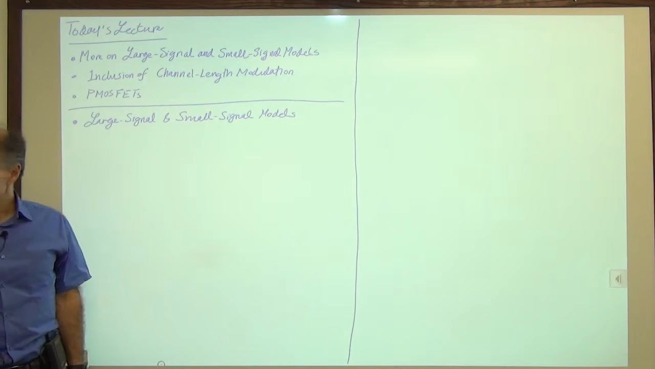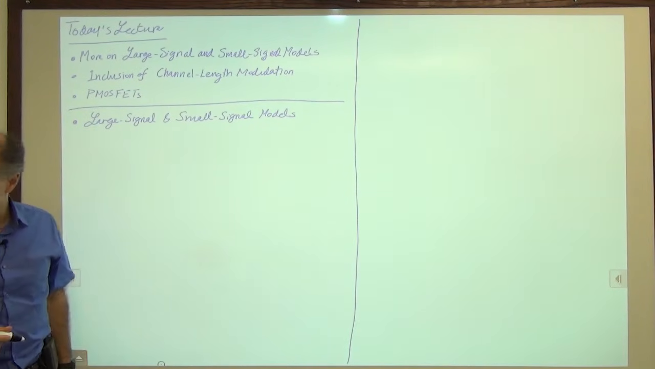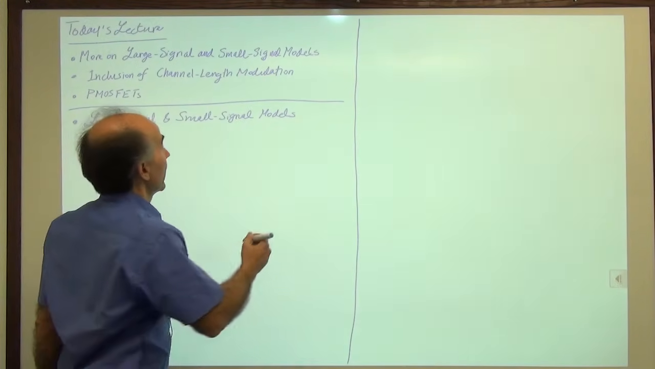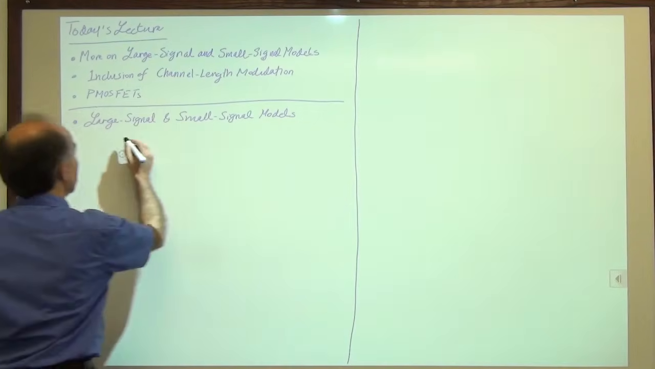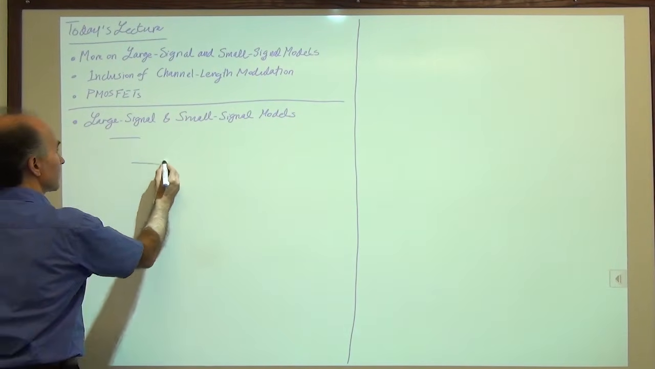All right. So we saw that we have a small signal model for the device, and I'm going to draw that here. So the large signal model looks like this.